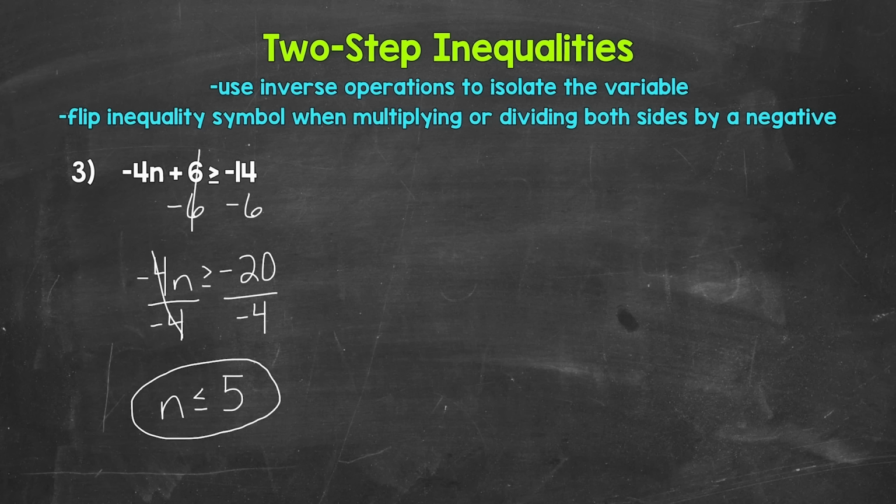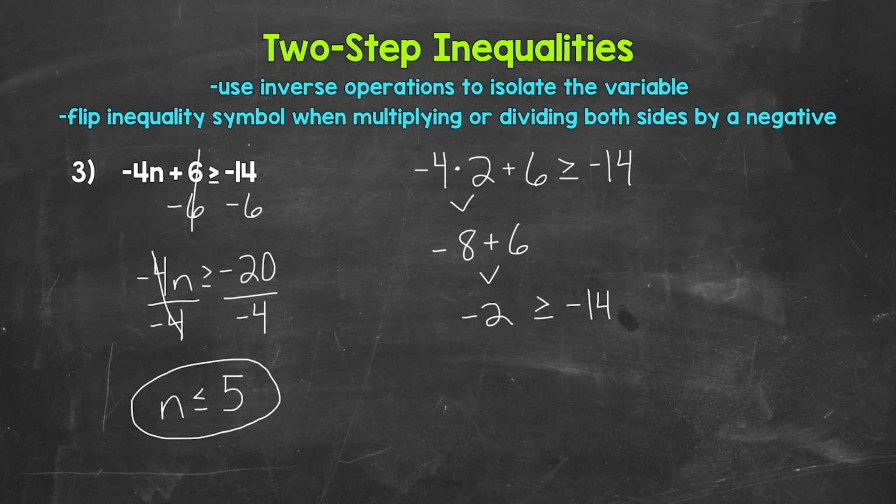Now let's check this by plugging in a value less than 5 for n and seeing if it works. Let's use 2. So we have negative 4 times 2, plug in 2 for n, plus 6 is greater than or equal to negative 14. Negative 4 times 2 gives us negative 8. And negative 8 plus 6 gives us negative 2. Negative 2 is greater than or equal to negative 14. So we are correct here. N is less than or equal to 5.